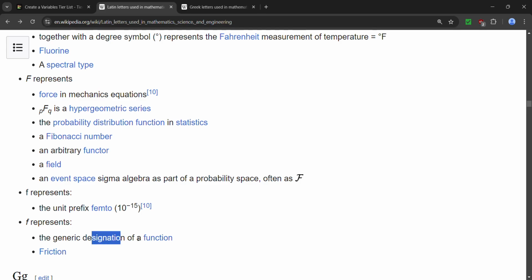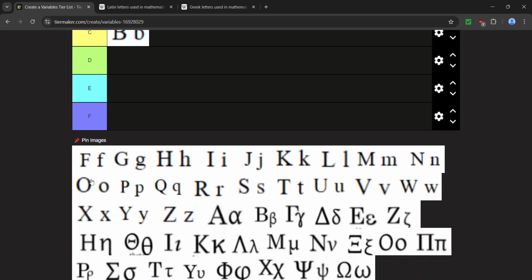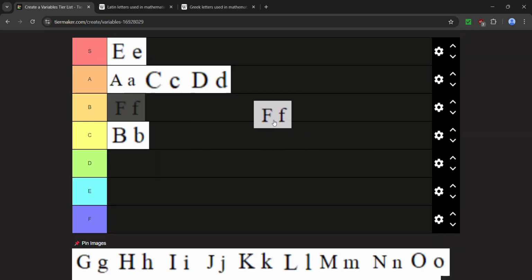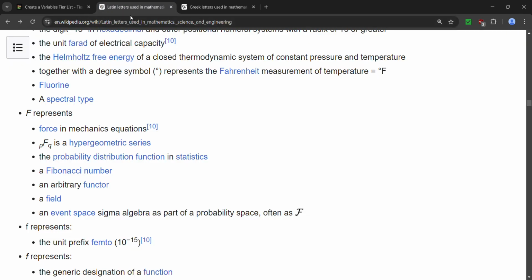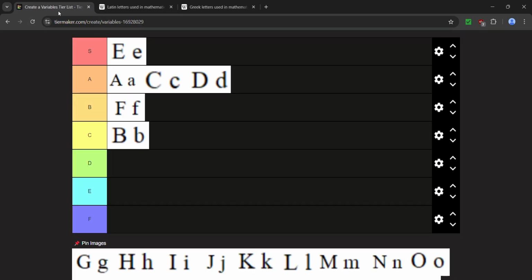F to represent a function, I don't really know how I feel about that. F to represent friction, I guess. Really, I'm not feeling much besides the fact that it's used to represent force, so I want to put it here. If anything, I use mu to represent friction, the friction coefficient, more than I use F. So yeah, force is big though, so I couldn't put it lower than C tier.